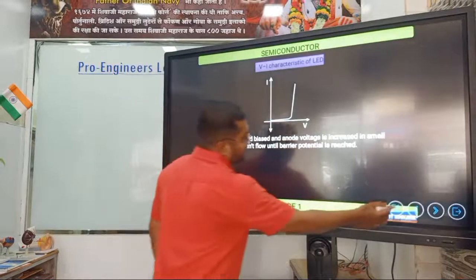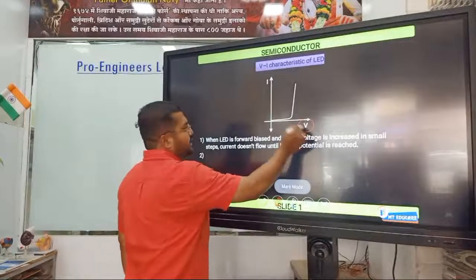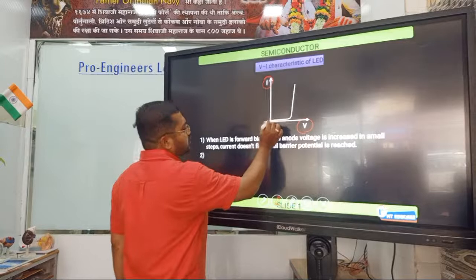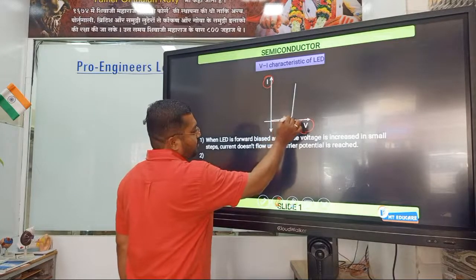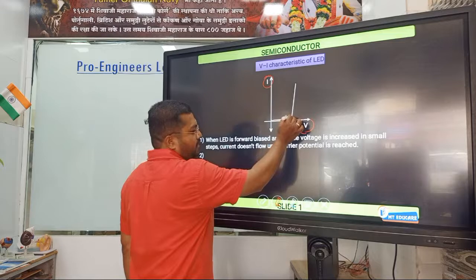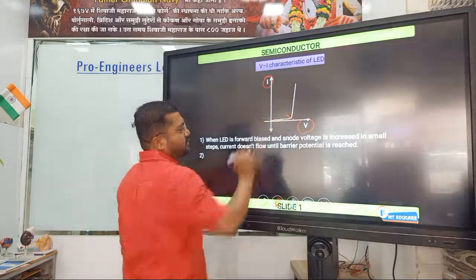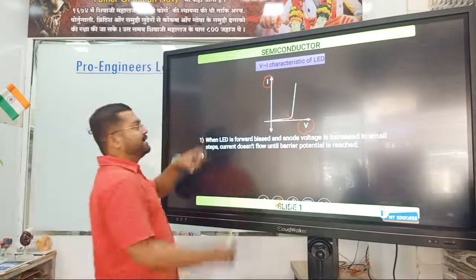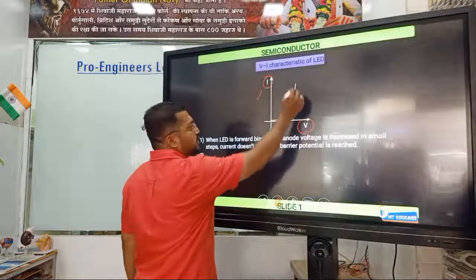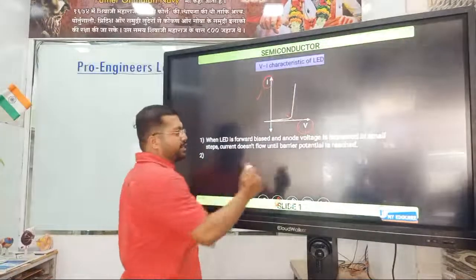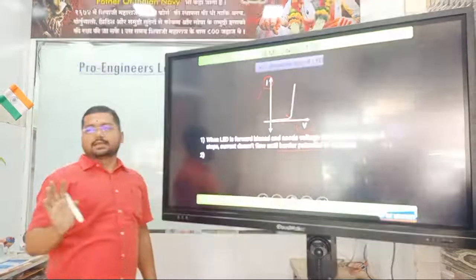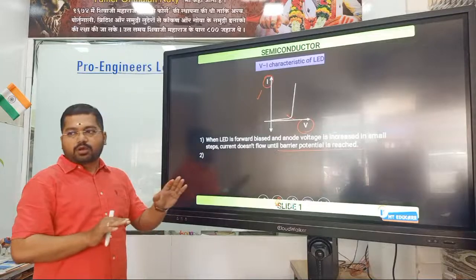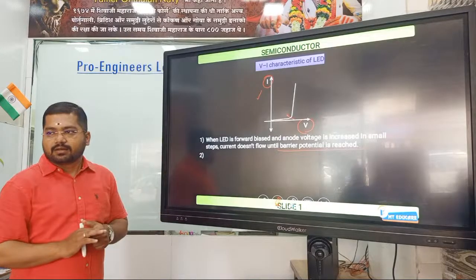So in the graph you are seeing, here we have voltage on X and current on Y. So as soon as this voltage starts flowing, right? It does not increase until we break the barrier potential. So as soon as the barrier potential is broken, current starts flowing. We are interested in current flow, right? So current will start flowing when the barrier potential will break, right? Whenever the barrier potential is broken, we will start getting current.